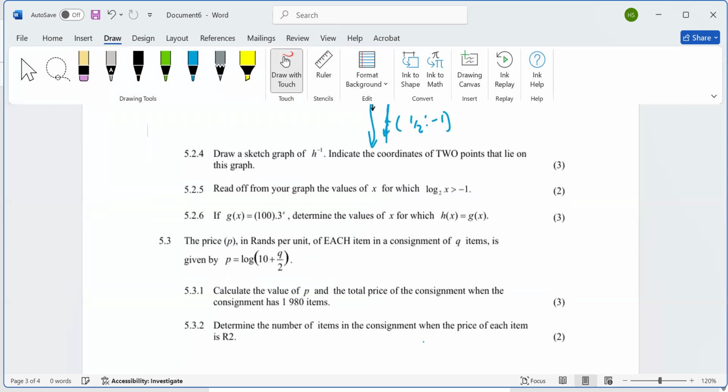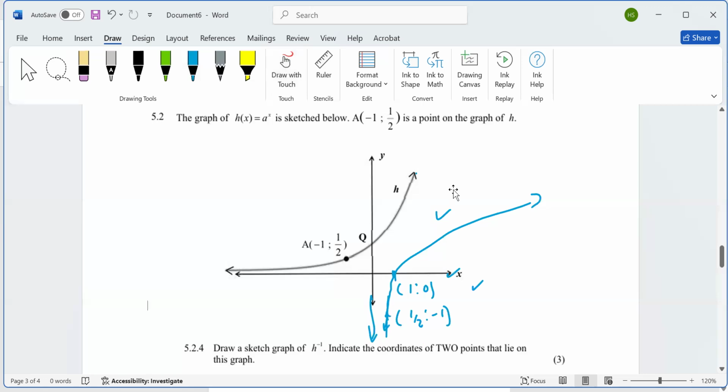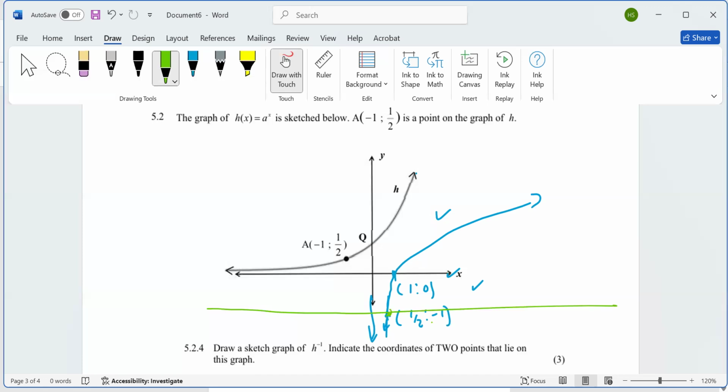Okay, next. Reading from the graph, we want to read something from this graph here. They say we want you to tell us when log base 2 of x is greater than -1. So we go and check -1. Basically what you want to know is when y is -1, what is going to be x, which is this point that we have here. So we're going to draw a line here. So we know when y is equal to -1, our x is equal to half.